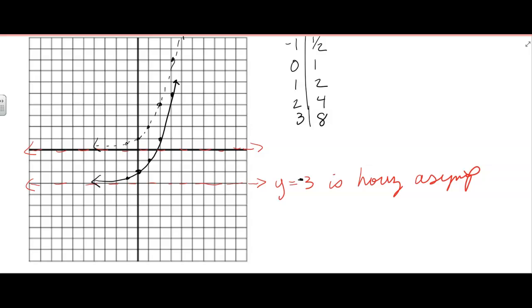And now we've got our graph, and it's great. And that's what that function does. Okay.